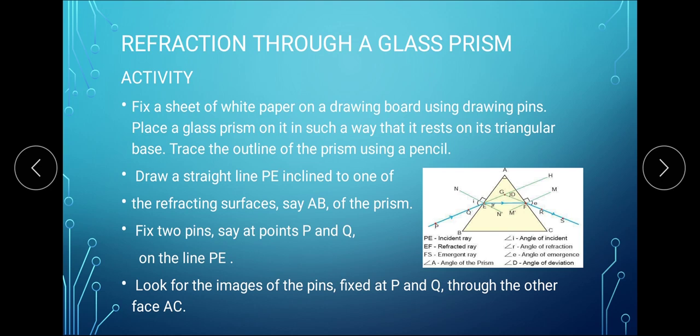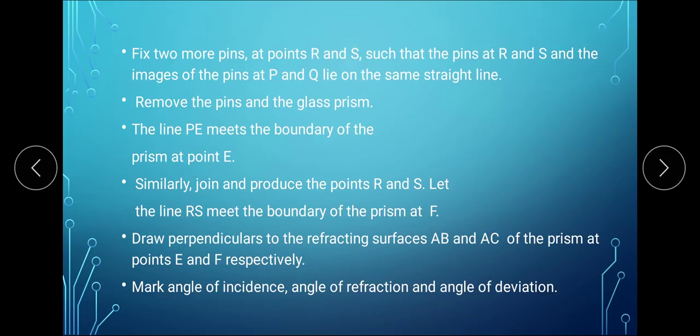Once we have fixed the pins, we are going to observe the image of these two pins from the other side, that is from the other refracting surface AC of the prism. So we will look for the images of these two pins through the other face AC. Now, we are going to fix two more pins. Let them be at points R and S such that these pins and the images of the pins P and Q lie on the same straight line.